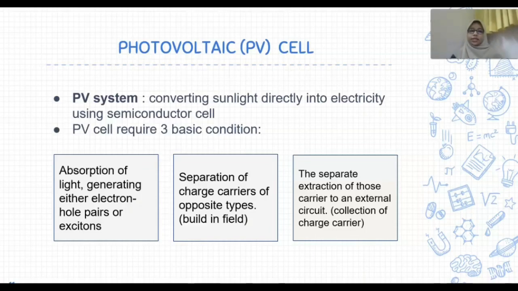So photovoltaic cell require 3 basic conditions. The first one is the absorption of light, generating either electron hole pair or exciton. Second is separation of charge carrier of opposite type. This means there is separation between electrons and photons. The third one is the separate extraction of those carrier to an external surface. So this will generate electricity.